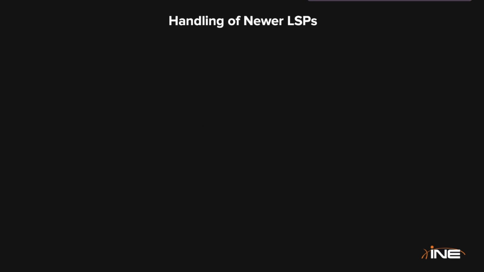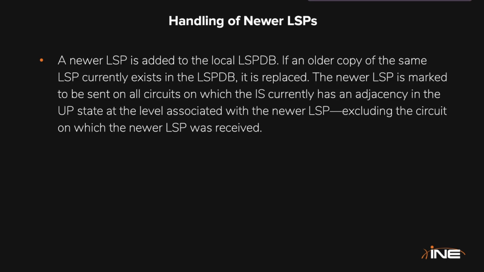So how does ISIS handle new LSPs? A newer LSP is added to the local LSP database. If an older copy of the same LSP currently exists in its database, it is replaced. So let's say if you send me new LSP information and my database has the old information, in that case, I would update my local database. The newer LSP is marked to be sent across all circuits except the circuit on which it was received. So if you send me a new LSP, I will update my local database, and then I will send that new LSP across to all the other neighbors except back to you.